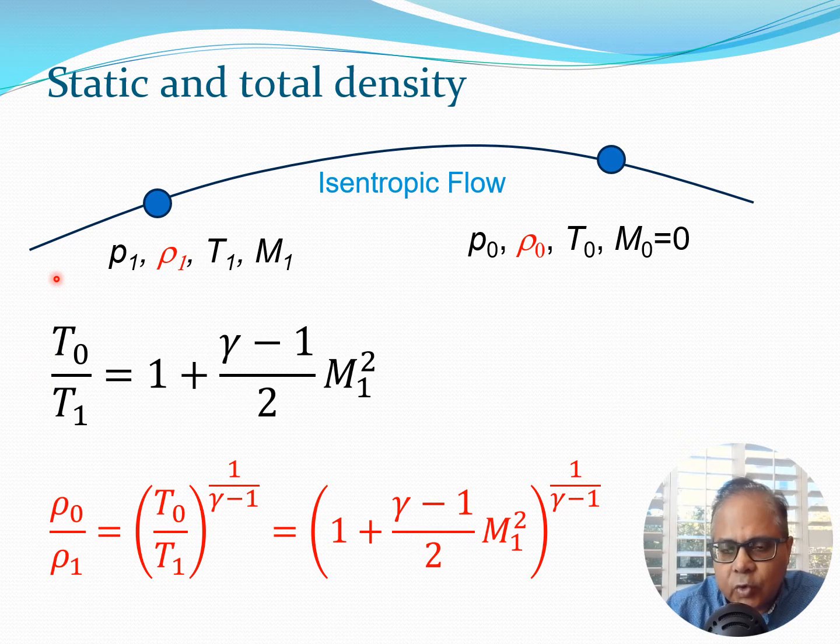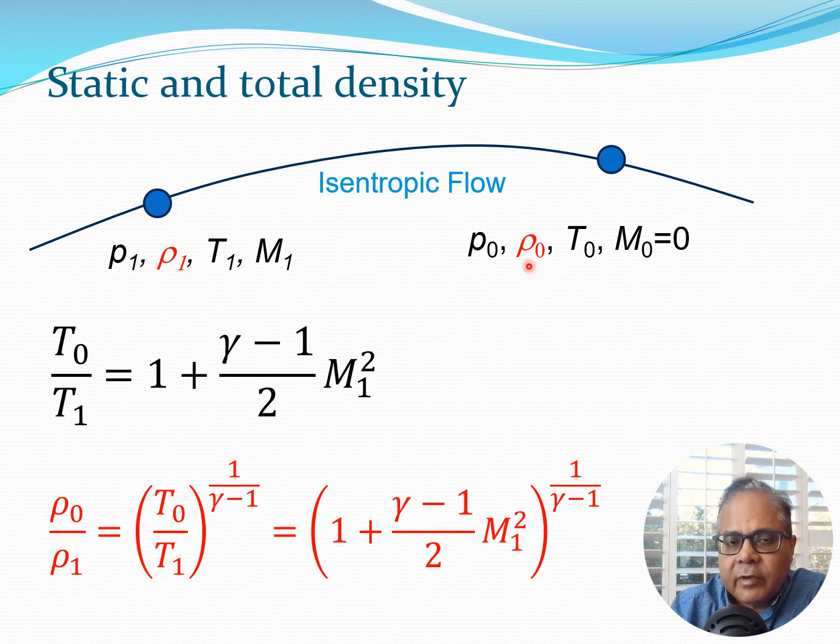So let's go back to those relations and again look at a typical streamline which is in isentropic flow, which means that there is no heat coming in or going out from within this streamline, and also that it is frictionless. So let's assume that the properties at point 1 are P1, rho 1, T1 and M1, and the values at point 0 are P0, rho 0, T0, M0.